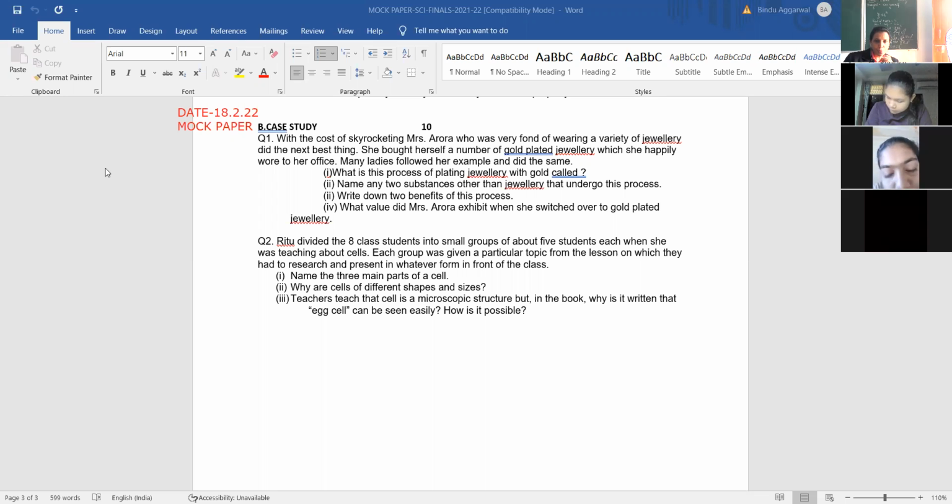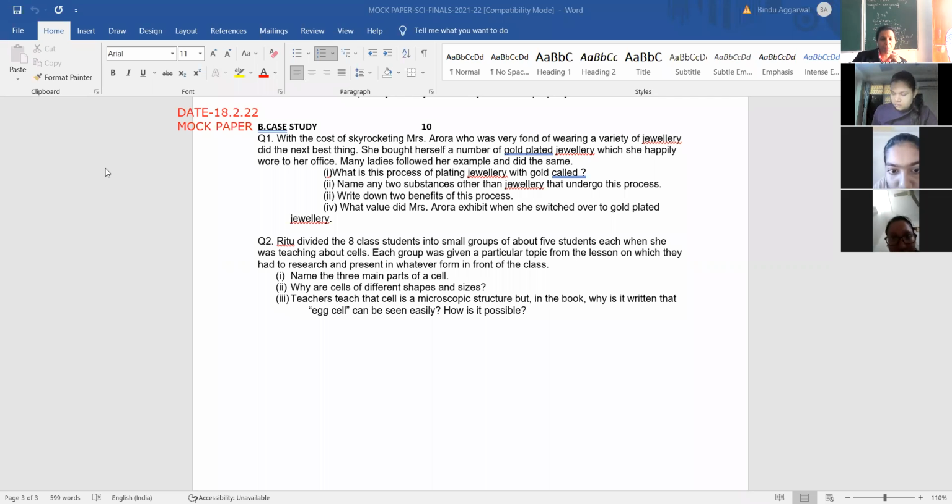What values did Mrs. Arora exhibit when she switched over to the gold-plated jewelry? So what values can you think of? Because she was not having any fear of anything being stolen. Okay. And she was having a plenty of variety of jewelry. And what values? She was a very active and smart worker.